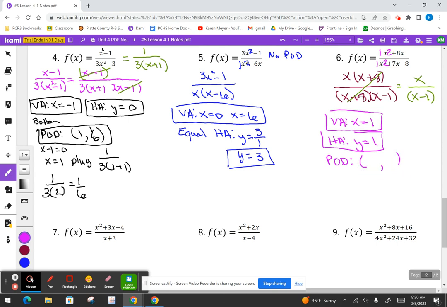So let's look at what we canceled out. We canceled out an x plus 8. So if I set that equal to 0, x would equal negative 8. Then I'm going to go back to what I had left over, which is here in green. And for each x, I'm going to plug in a negative 8, which works out to negative 8 over negative 9, which the two negatives become positive. So the ordered pair is negative 8, comma, 8/9.